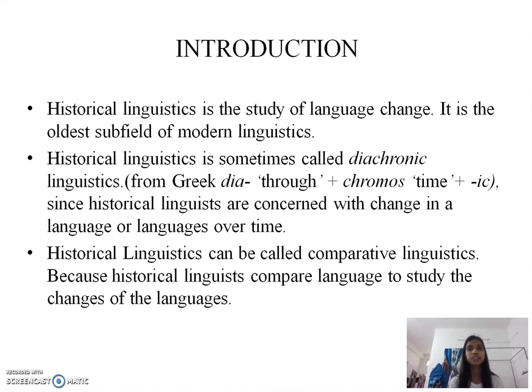Historical linguistics is the study of language change. It is the oldest subfield of modern linguistics. Historical linguistics is sometimes called diachronic linguistics. It comes from the Greek words dia, which means through, and chronos, which means time. Since historical linguists are concerned with change in a language or languages over time, historical linguistics can be called comparative linguistics, because historical linguists compare languages to study the changes of the languages.